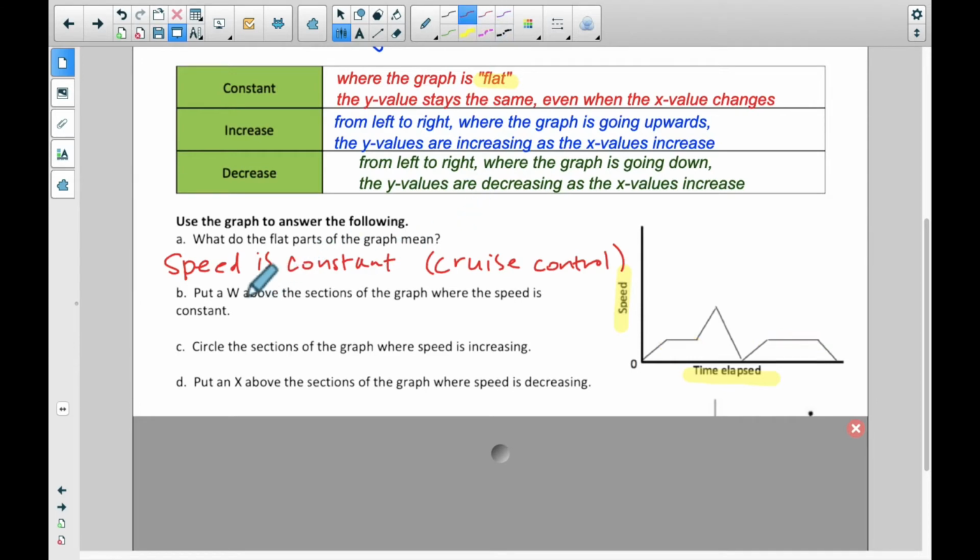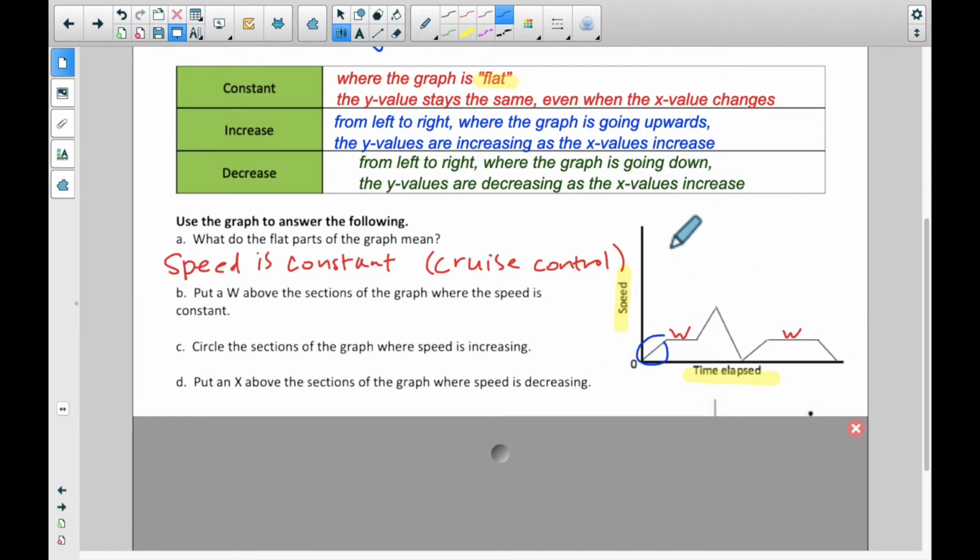And then the next part says put a W above the sections of the graph where the speed is constant. So we're going to call this W and we're going to call this W. Okay, then circle the sections of the graph where the speed is increasing. Okay, increasing, if we look at our definition, from left to right where the graph is going upward.